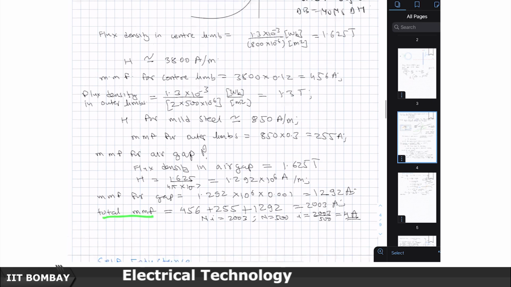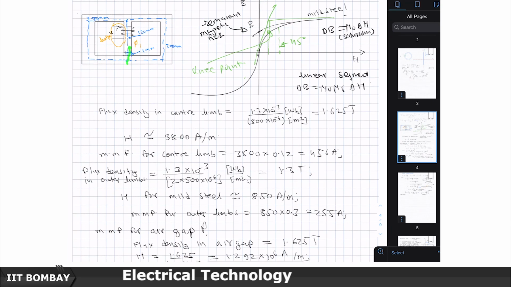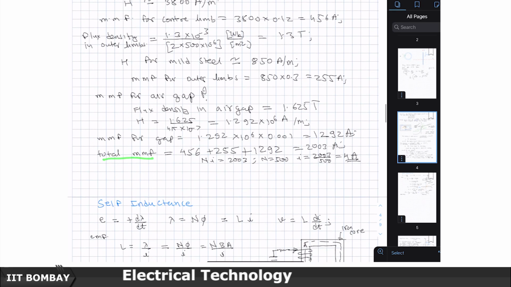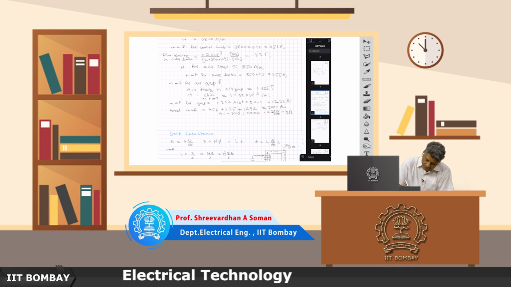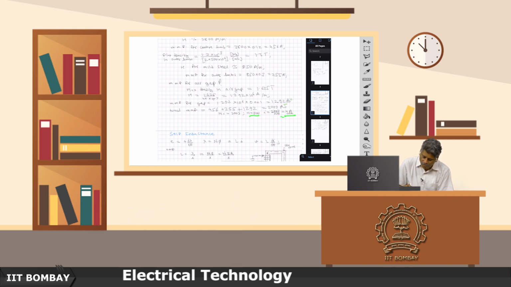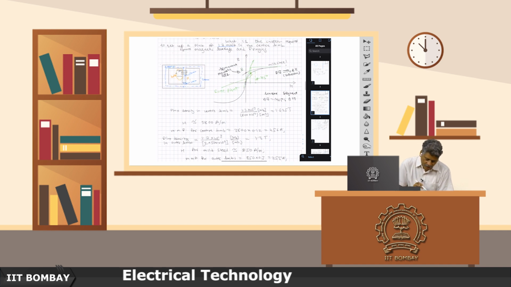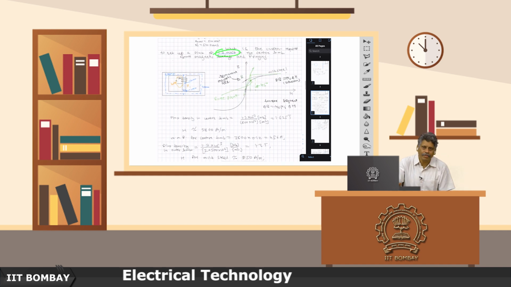Therefore, the total current which is required to set up these flux paths is going to be 456 plus 255 plus 1292, which is 2003 ampere turns. I have been given 500 turns. So, these ampere turns have to be divided by the number of turns, which is 500, and I will get 4 amperes current. So, with 4 amperes current, I can set up 1.3 milliwebers in the central limb. We will take a break here.